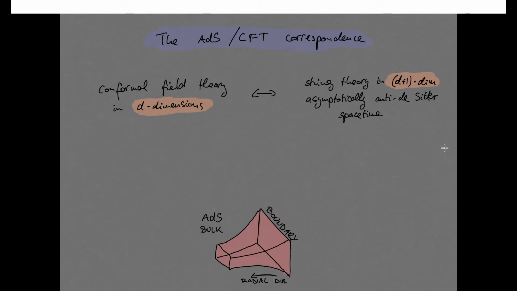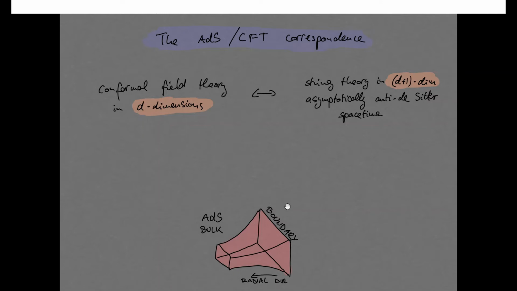So in AdS/CFT, the gravitational theory is a string theory on a d+1 dimensional asymptotically anti-de Sitter spacetime. And the dual theory lives on the boundary, in d-dimensional spacetime. So it has one less dimension. Here is an artist's impression of empty AdS space. Space does have a boundary, which is indicated by this rectangle here. And that's where the conformal field theory lives.